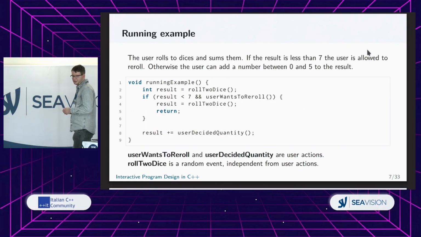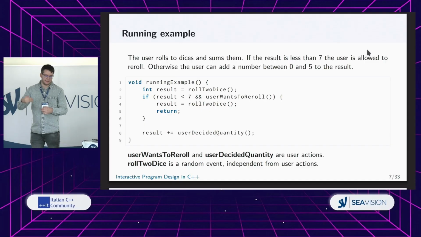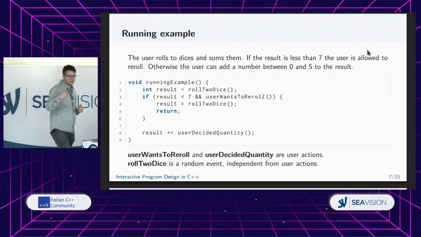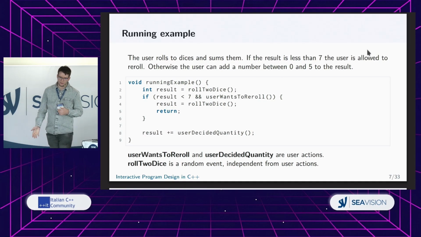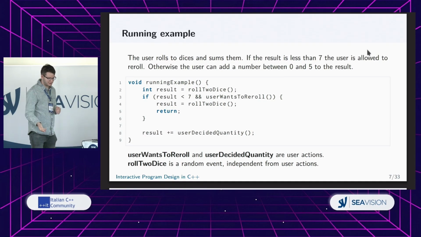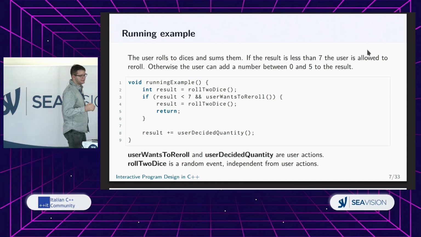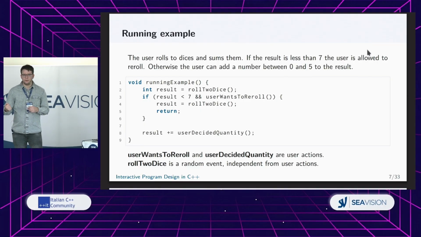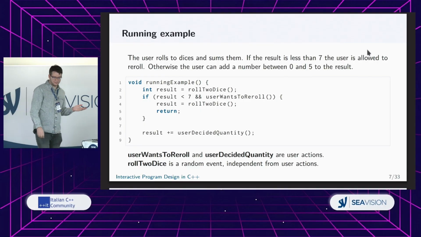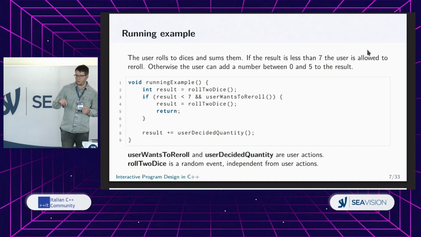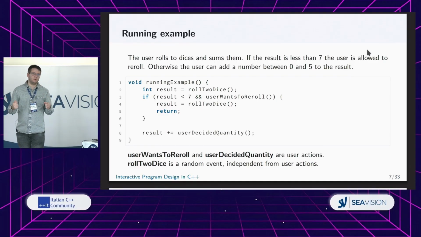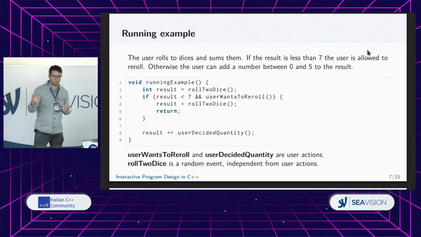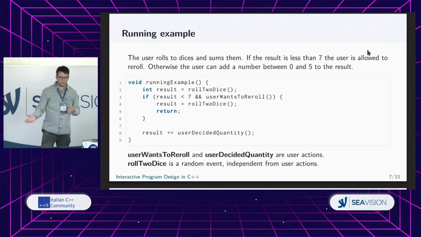Okay, throughout this presentation, we will use this running example. It's very small, and it is an interactive sequence where a user is allowed to roll 2 dice and sum the result of the dice. If the result is less than 7, and the user wants to reroll, then you reroll the dice. If the user does not want to reroll, or the result is more than 7, instead the user is allowed to add an arbitrary quantity between 0 and 5 to the result.